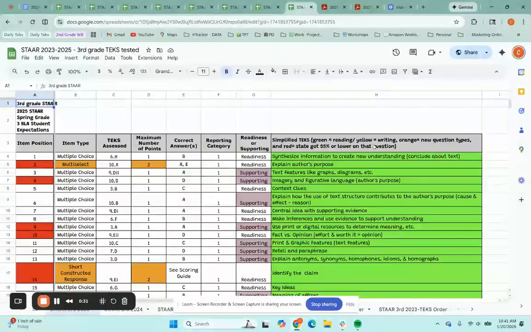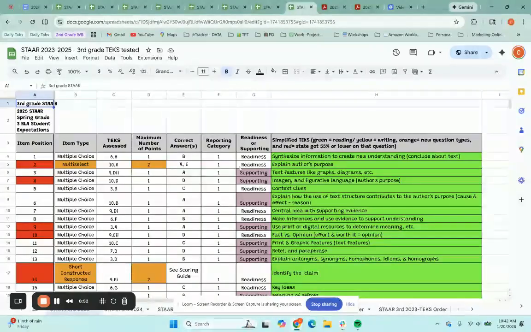And these are just some spreadsheets that I made. I like color coding everything to make it simpler. What I did as far as the colors real quick is I put red on the question number if they got 55% or less of Texas students got this question correct.